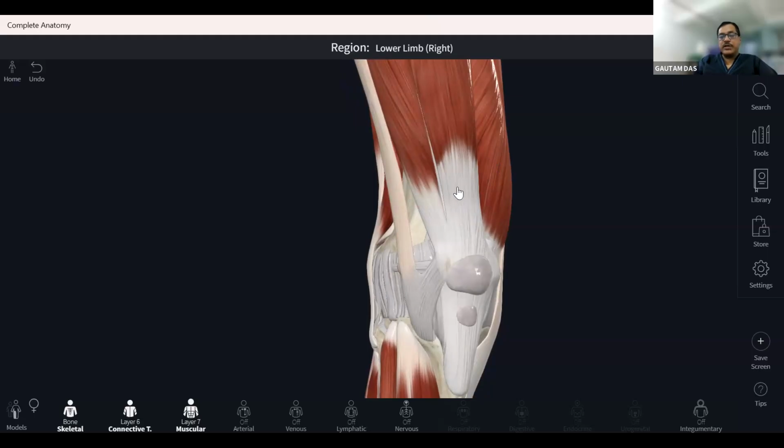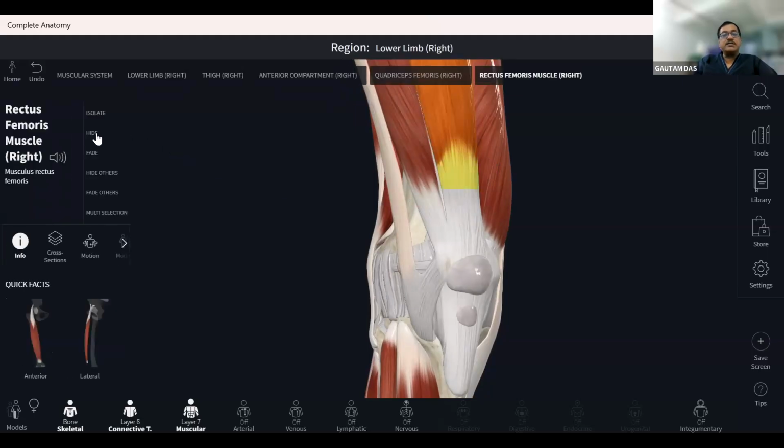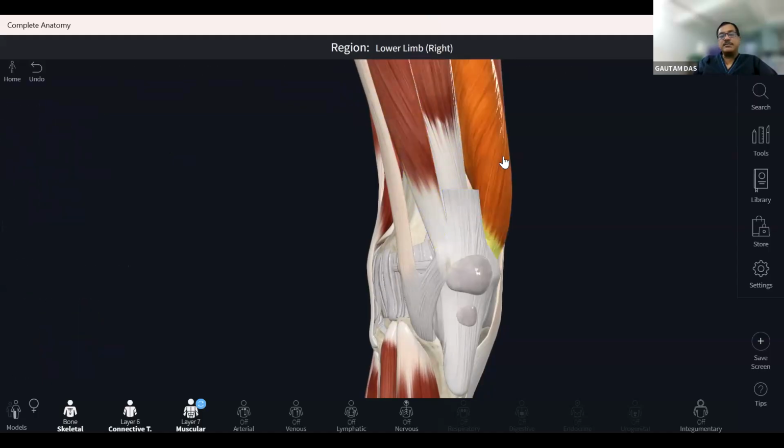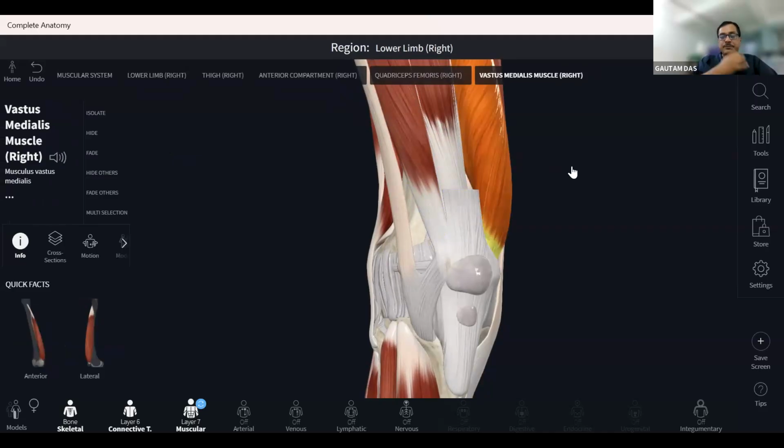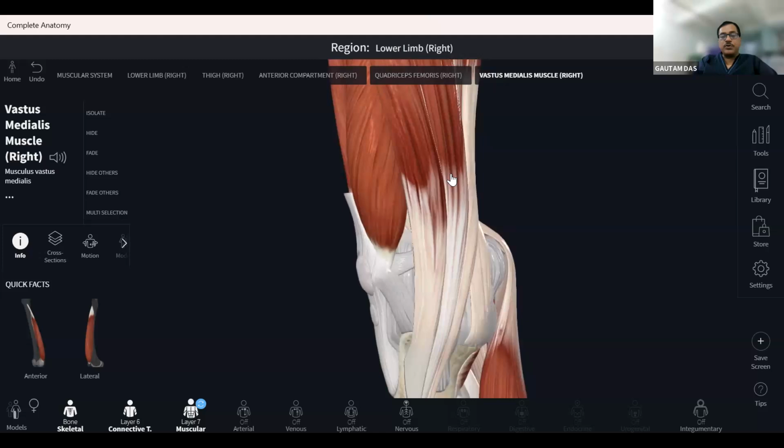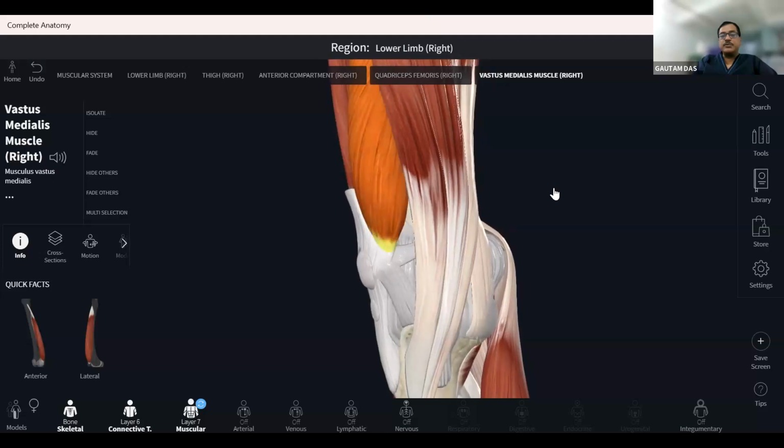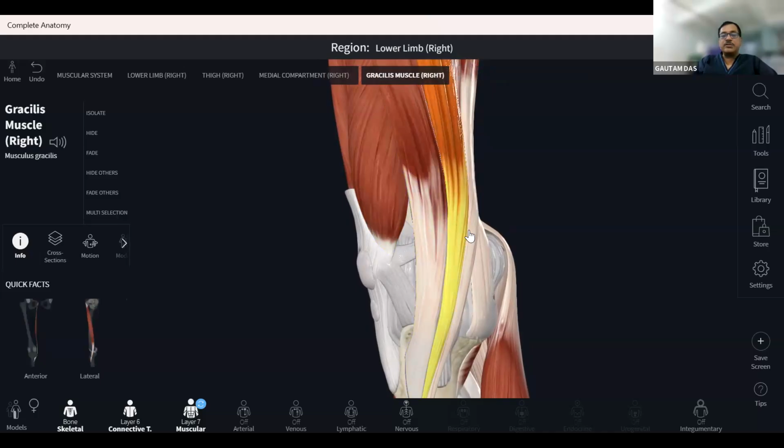The topmost muscle is your rectus. And if you remove the rectus, then the 3 vastus: vastus intermedius in the middle, vastus lateralis, and vastus medialis. So they are the 4 muscles from the anterior side. Coming to the medial side, the very important medial side, there are 3 muscles we call the pes anserine muscles. They are sartorius, gracilis, and semitendinosus. Semitendinosus comes from posterior to the medial side, so we'll be looking at the semitendinosus at the posterior side as well.